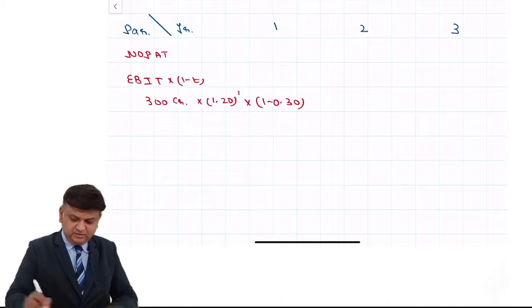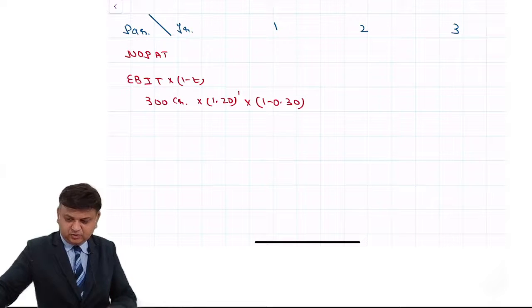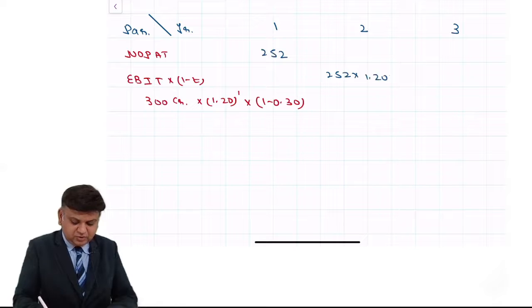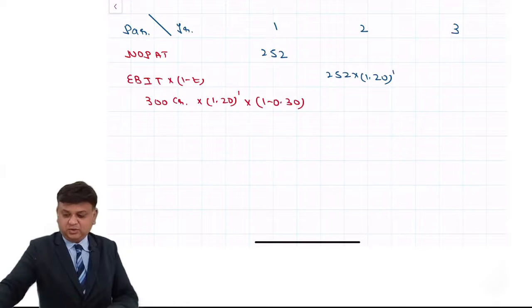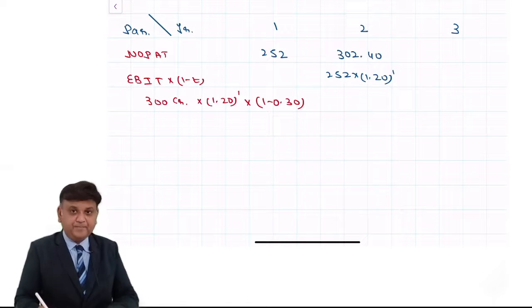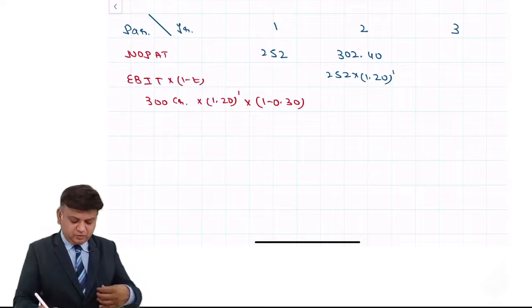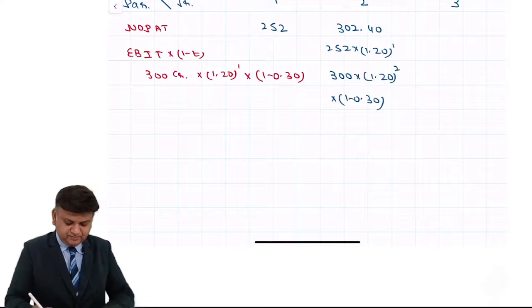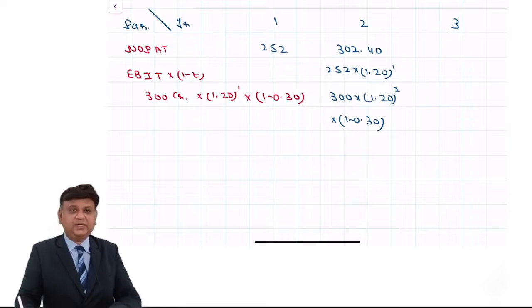For the second year, what will happen? We understand that 300 into 1.2 into 0.7 is 252 crore. For the second year, dear students, it is 252 into 1.20 raised to 1 directly. So we understand that it is 302.4. Or otherwise, if you want to do it in detail, then for the second year it will be 300 crore into 1.20 raised to 2 into 1 minus 0.30. That is the way we'll have the operating income on a post-tax basis for the second year.